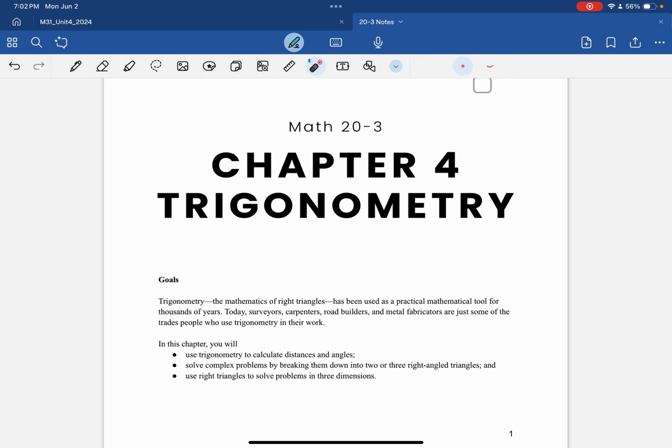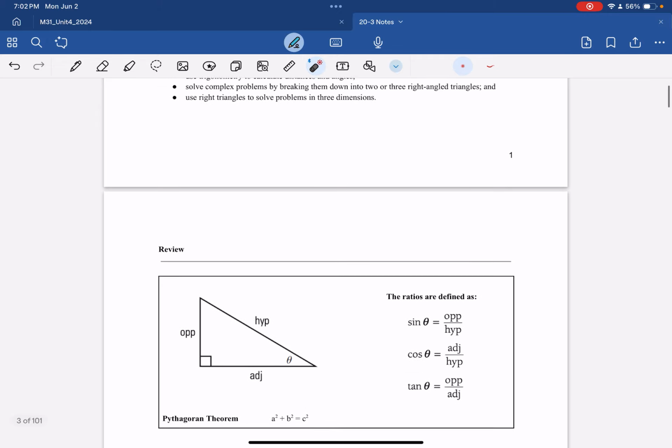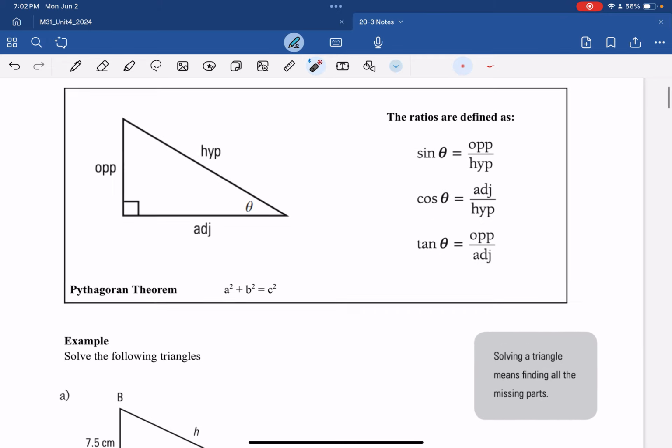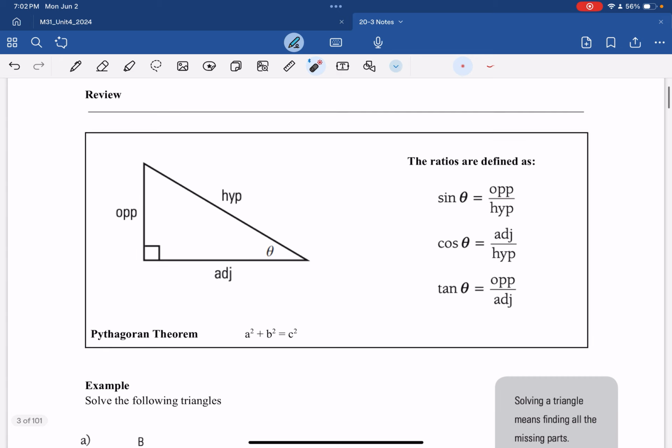So the first chapter we're going to do in 20-3 is on trigonometry. The ideas that we're going to use are the same ideas that you would have learned in 10C and 10-3 regarding the three primary trig ratios, which are sine, cosine, and tangent. These three trig ratios you're going to have with you on a formula sheet, so you don't need to necessarily memorize them. However, it is helpful as you use them further.